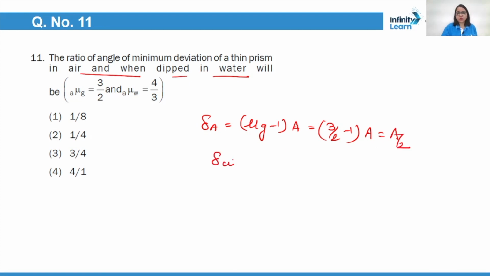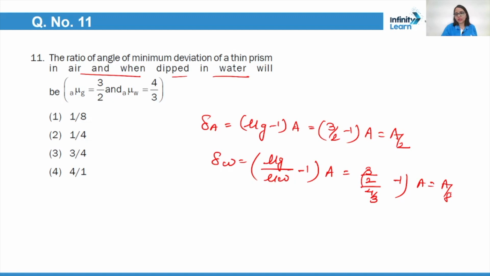Minimum deviation in water will be (mu of glass with respect to mu of water minus 1) into A. So it will be (3 by 2 divided by 4 by 3 minus 1) into A, and that is A upon 8. So let's take the ratio. It is A upon 2 divided by A upon 8, and this ratio is 4 upon 1. So the correct answer is option 4.